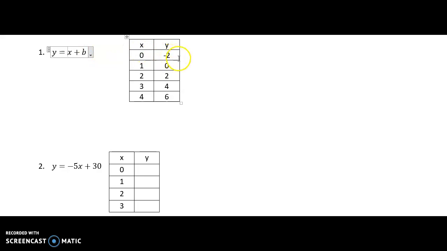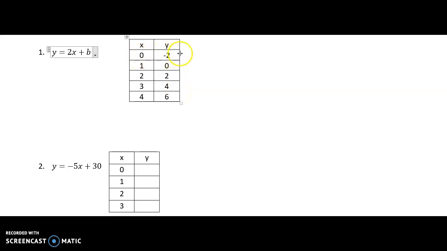So we're going from -2 to 0 to 2 to 4 to 6. So it looks like we're increasing, so our growth is going to be positive. -2 to 0 is +2, to 2 is +2, to 4 is +2, to 6 is +2. So it looks like our growth is going to be 2 on this one.